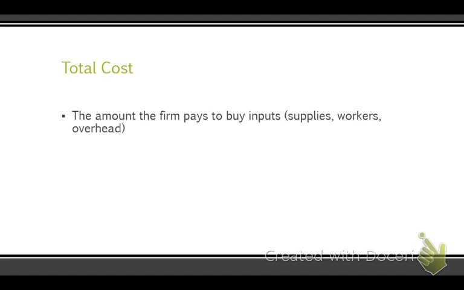Total cost is the amount the firm pays to buy its inputs. These inputs include supplies, workers, overhead. Everybody know what overhead is? What's overhead? It's like your utilities, like the lights, the expense of having your lights turned on, your utilities, just the everyday expenses of running a building and or a business. Okay, that is your overhead.